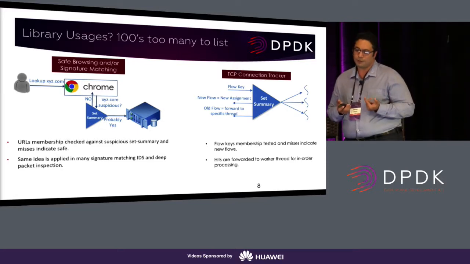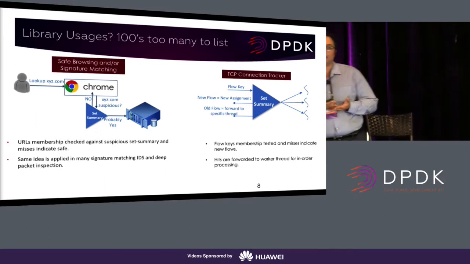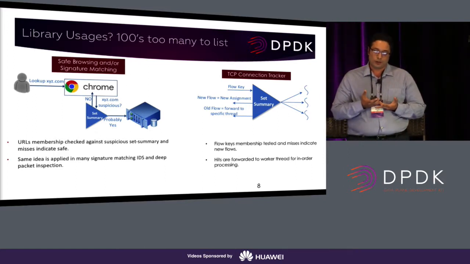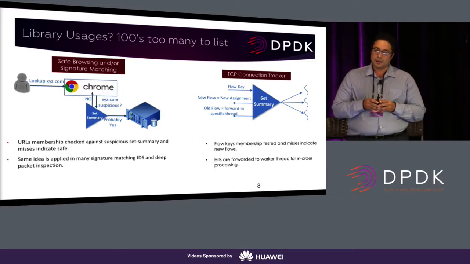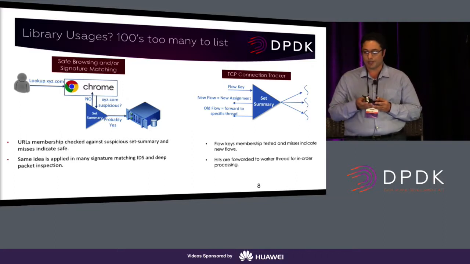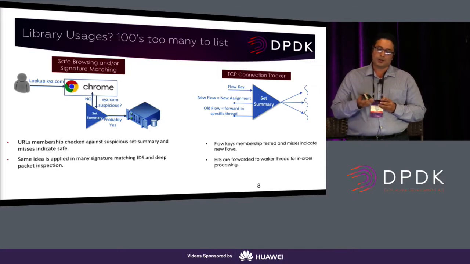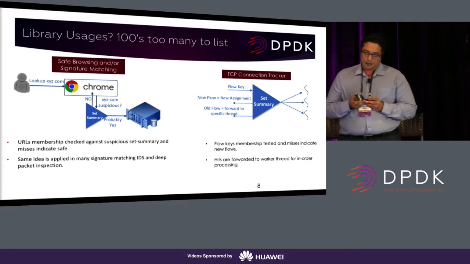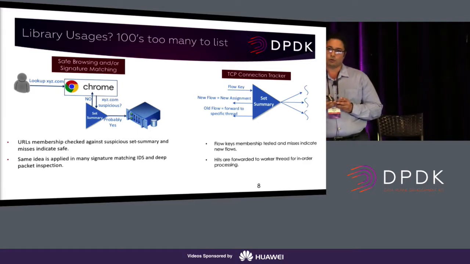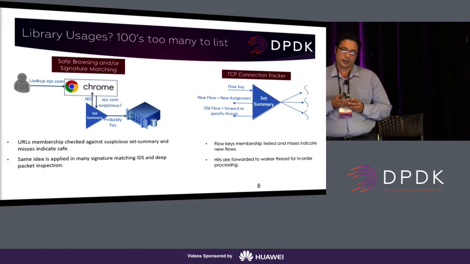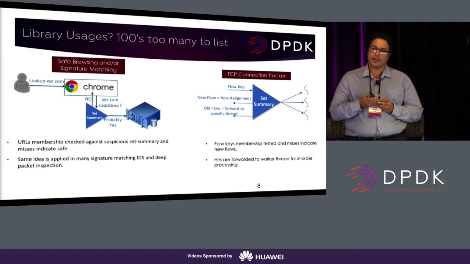Yesterday, there was a lot of talk about TCP TSO, or offloading the TSO for TCP. The set summary can also be used as a very fast way of load balancing. You get a flow key, and using set summary, you can know very quickly whether this flow is new or an old one, and you can send it to the correct core, the least loaded core. Or if it is an old flow that has been inserted before, you can send it to the correct core that is doing the processing.